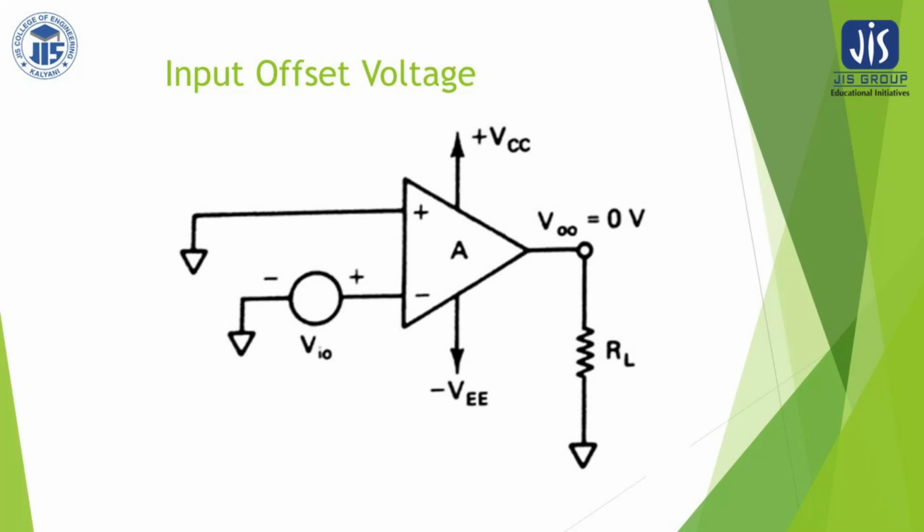So how to nullify that difference voltage? We need to connect here a voltage source, which is known as the input offset voltage, and by adjustment of this voltage only we can make V0 equal to 0. So the input offset voltage is a certain amount of input voltage to be provided at the input terminal, such that in the absence of external input, the output is 0. Therefore this is known as our input offset voltage.